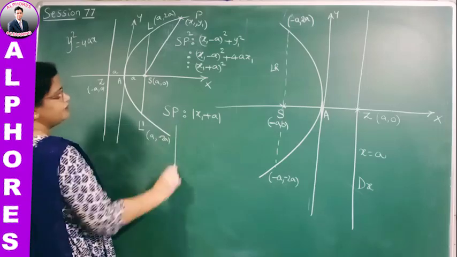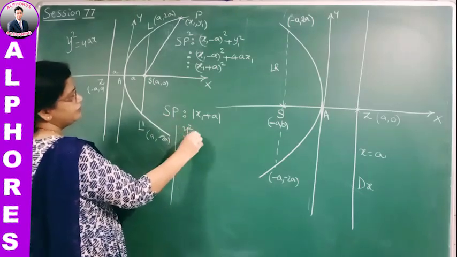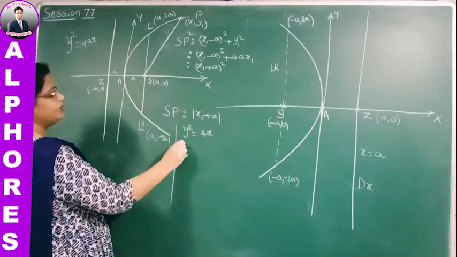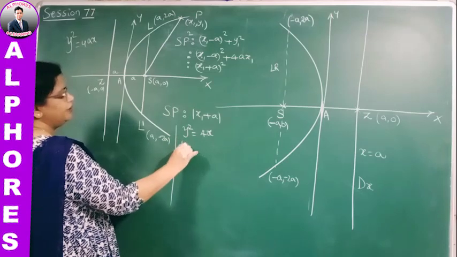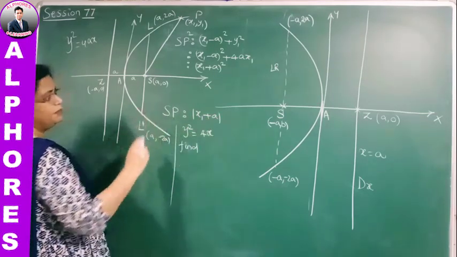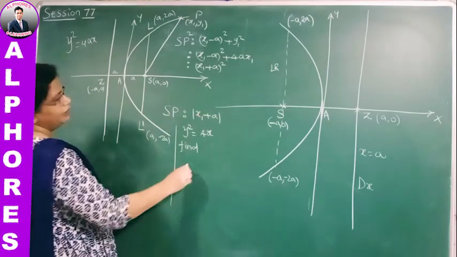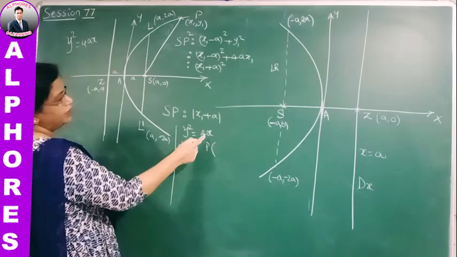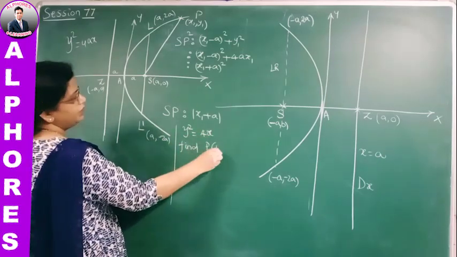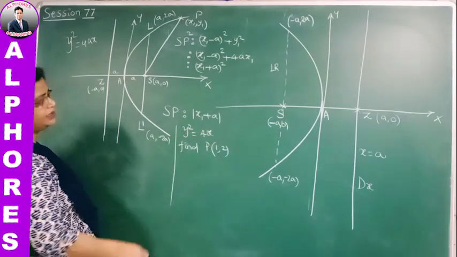Understand? And next, students, observe whenever a problem is given, suppose y square is 4x. They ask to find the focal distance of the point. That means they ask for the SP value, which depends on the abscissa of the given point. Suppose I take a point satisfying the equation, 1 comma 2. If I take 4 into 1, it is 2 square, that is 4.